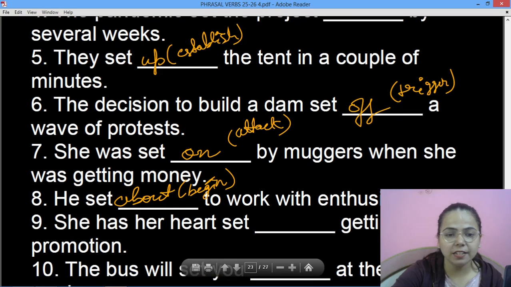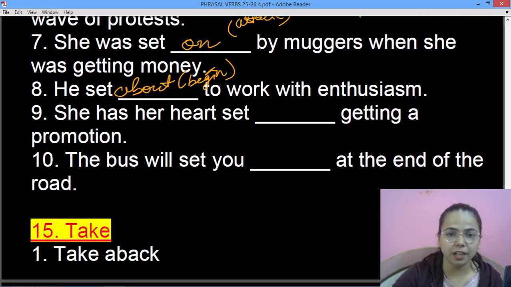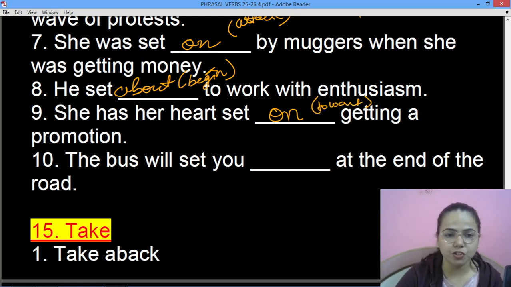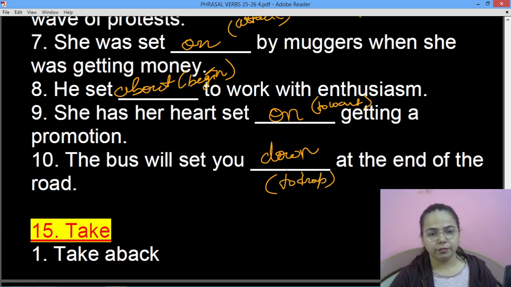Then she has her heart set on getting promotion means to want something. So she wants to get promotion. Then the bus will set you down at the end of the road means to drop. Okay, at the end of the road.